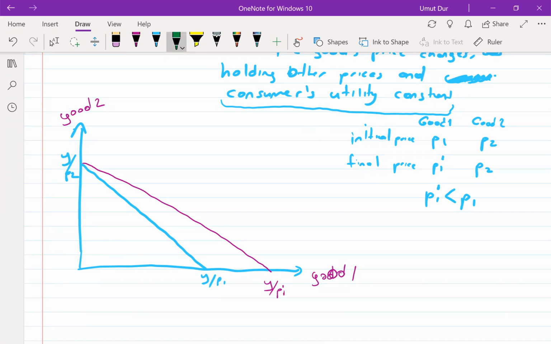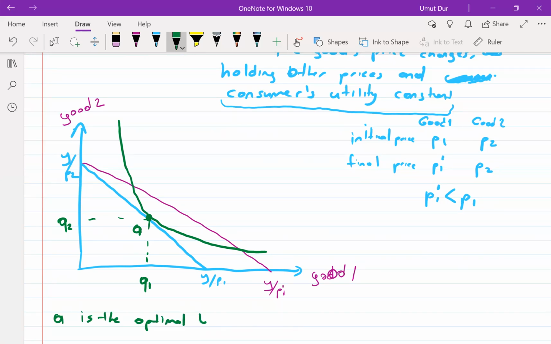I have indifference curves here. This is my indifference curve, which is tangent with the initial budget line. So this is Q1 and Q2. Okay, this is my optimum bundle. So let's say that this is optimum bundle A. A is the optimum bundle under P1 and P2.